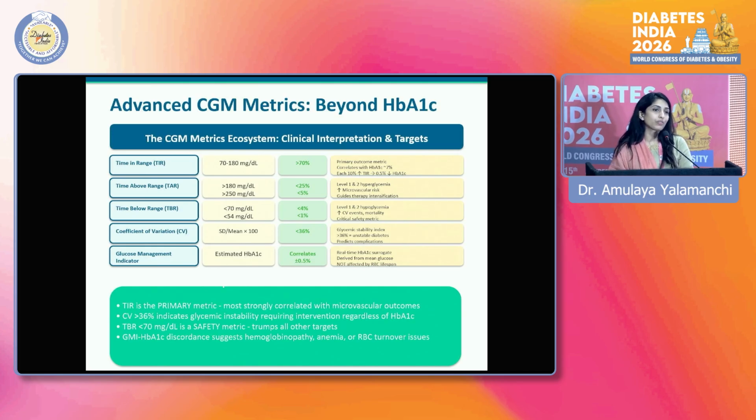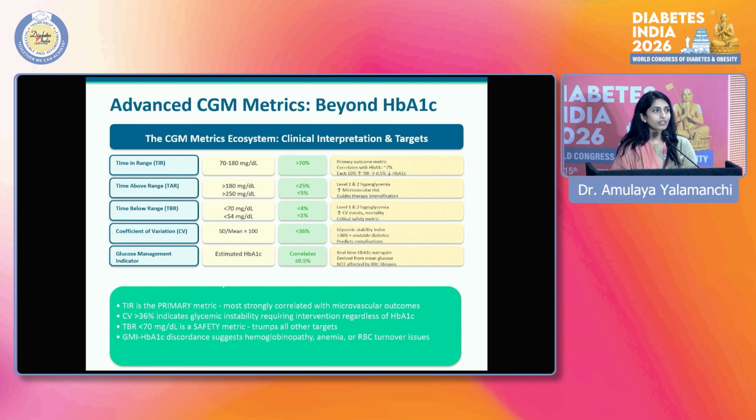Even at an HbA1c of 7 or 6.5, if the CV is more than 36%, you have to intervene there, either by modifying the diet or exercise or sleep, but some intervention has to be done. And next, coming to the glucose management indicator, which is the estimated HbA1c from the data of 10 to 14 days. It correlates more or less with HbA1c with plus or minus 0.5%.